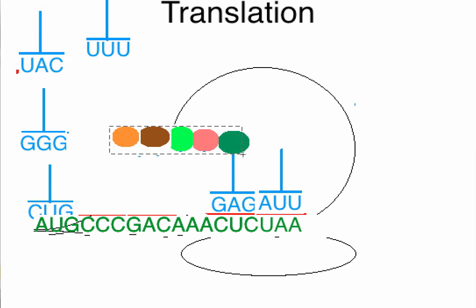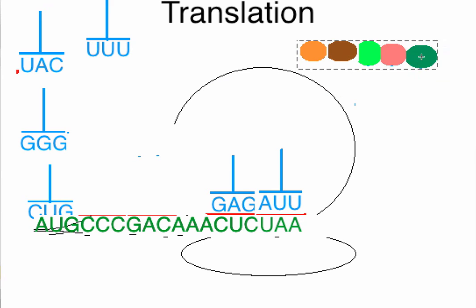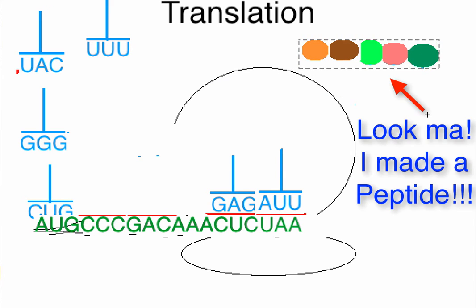Well, that's perfect because these amino acids are going to reach over to grab onto nothing. And that's how they leave the ribosome being made. And that's right, kids. You've made a peptide.